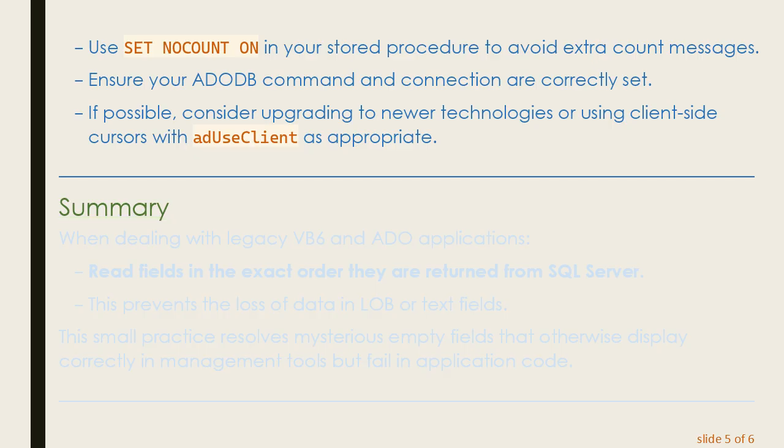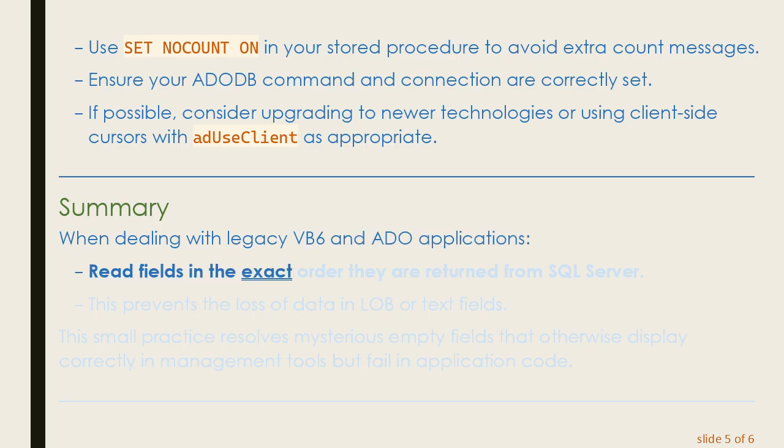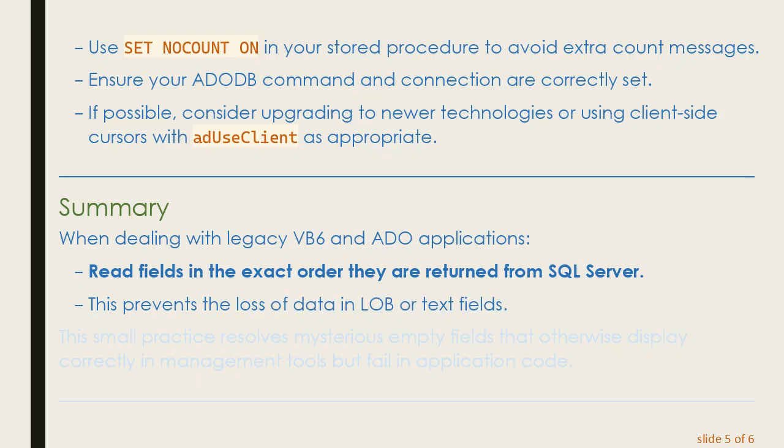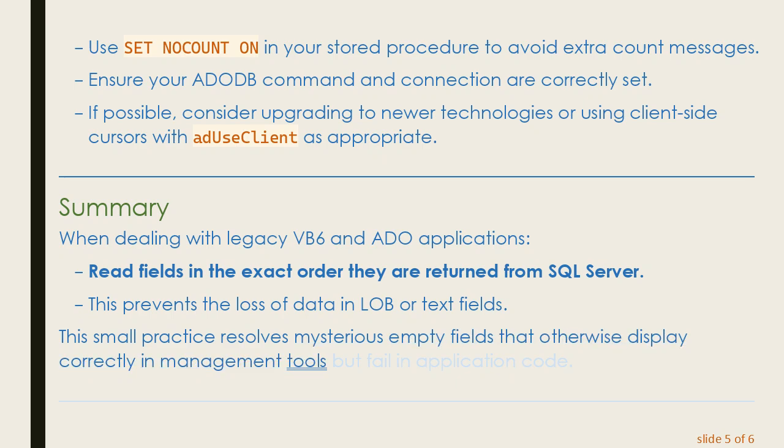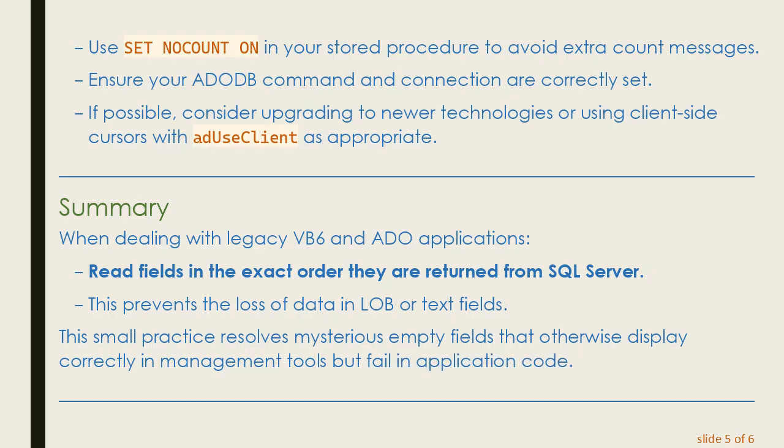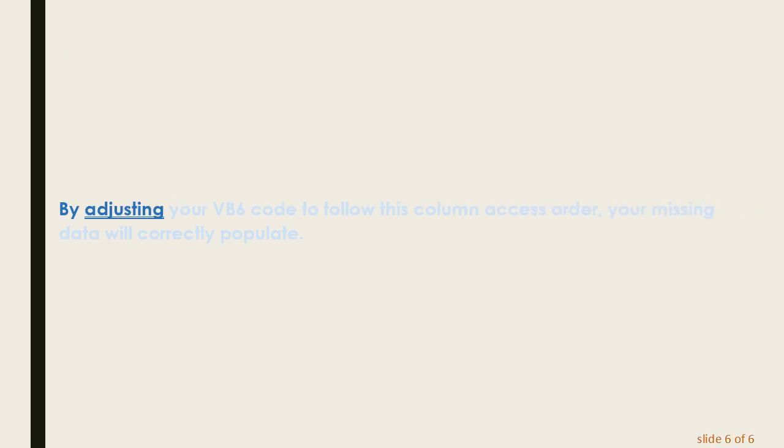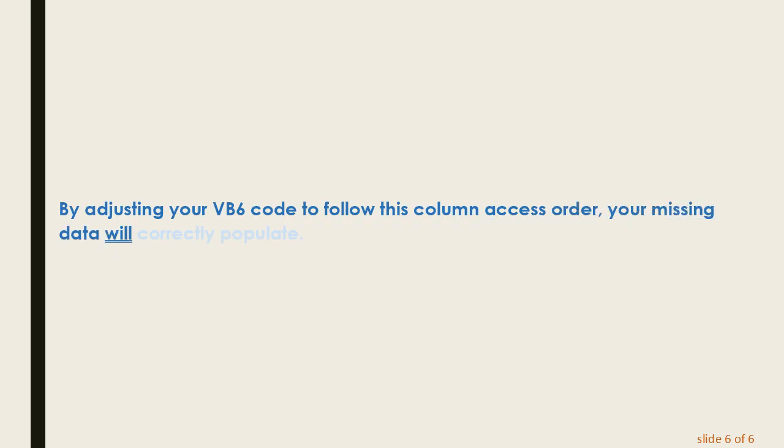Summary: when dealing with legacy VB6 and ADO applications, read fields in the exact order they are returned from SQL Server. This prevents the loss of data in LOB or text fields. This small practice resolves mysterious empty fields that otherwise display correctly in management tools but fail in application code. By adjusting your VB6 code to follow this column access order, your missing data will correctly populate.